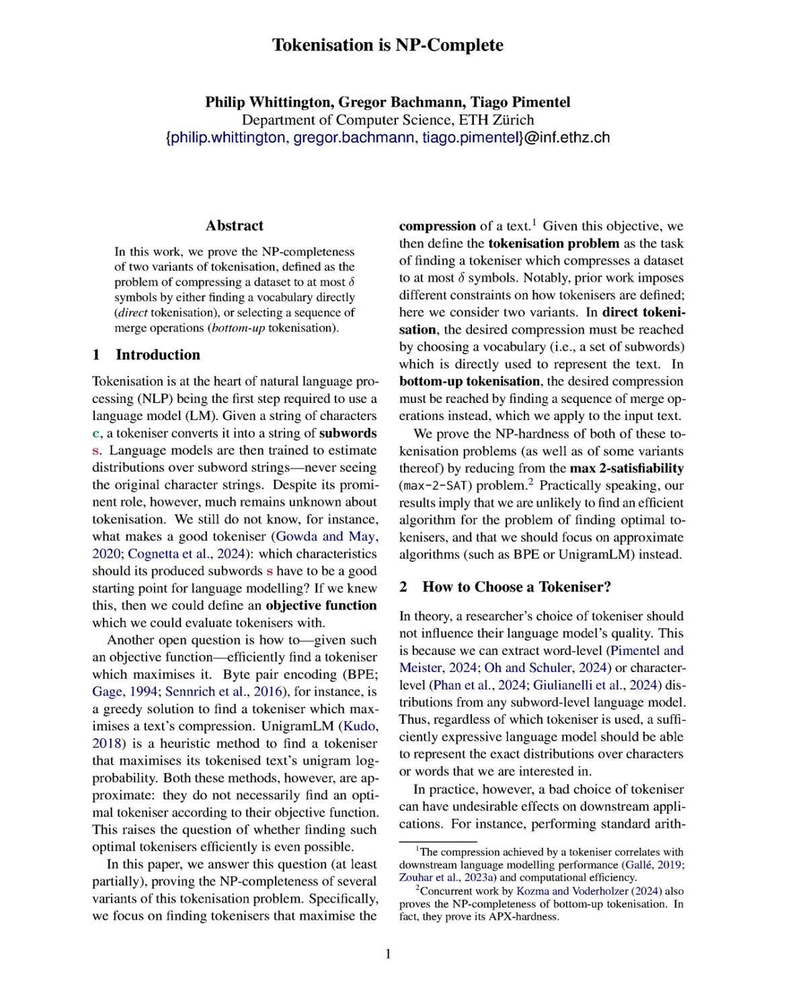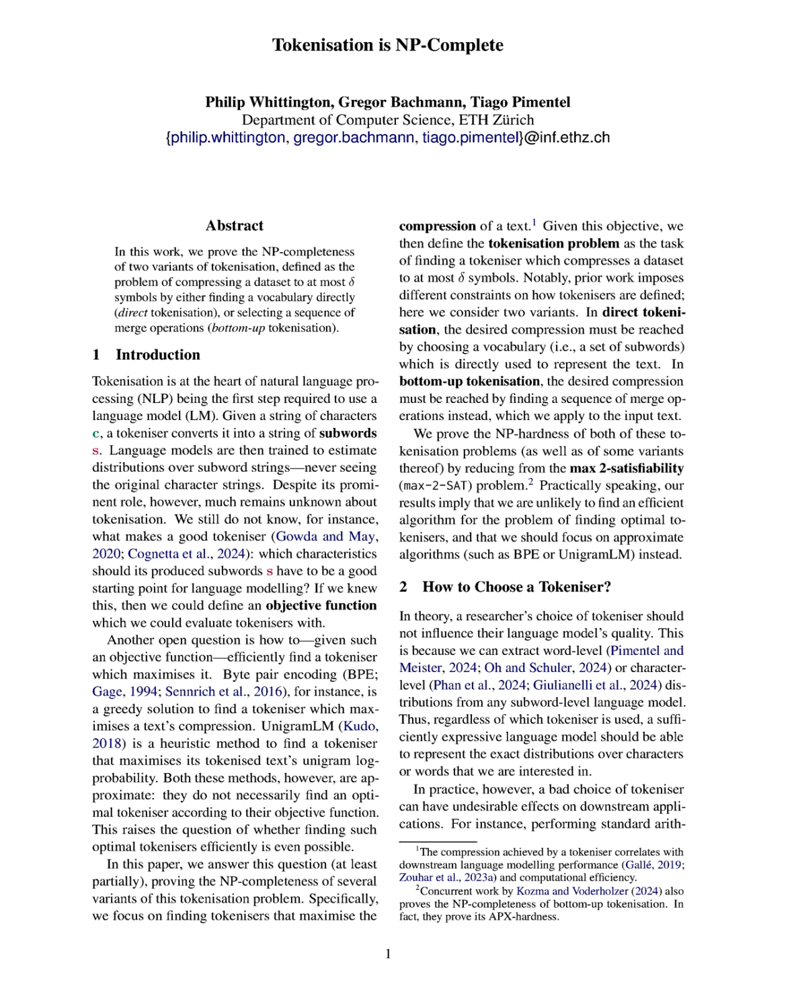The primary theoretical advantage of the proposed method over existing tokenization techniques like byte-pair encoding (BPE) and unigram LM is its focus on finding optimal tokenizers that maximize compression, as demonstrated by the NP-completeness proofs for both direct and bottom-up tokenization problems. While BPE and unigram LM are heuristic methods that provide approximate solutions, the proposed method aims to establish a more rigorous framework for evaluating tokenizers based on a defined objective function, specifically targeting compression efficiency.